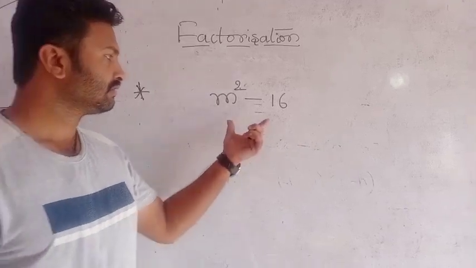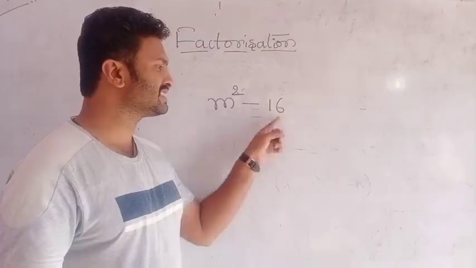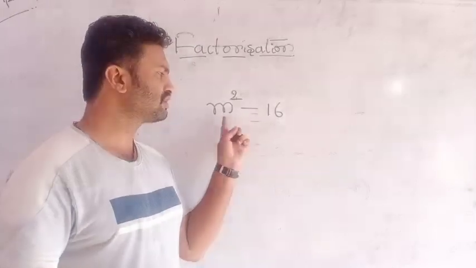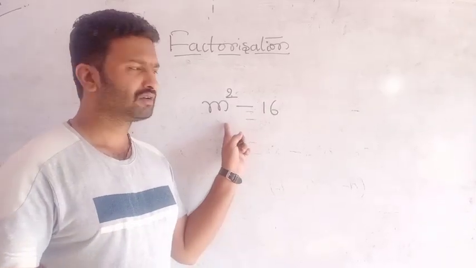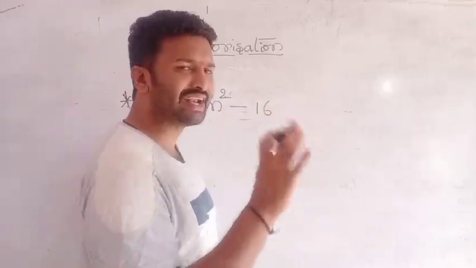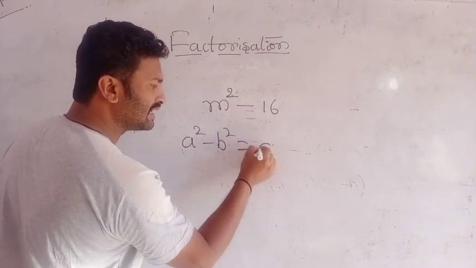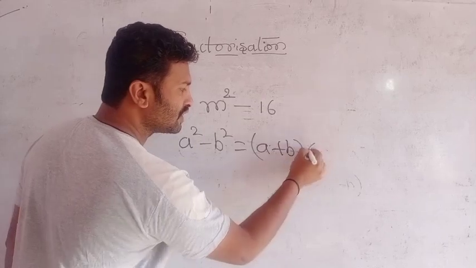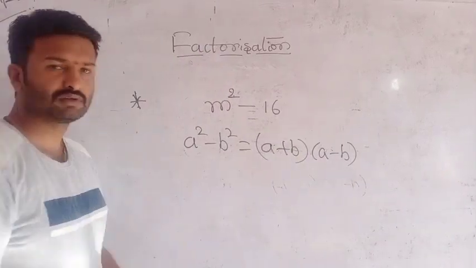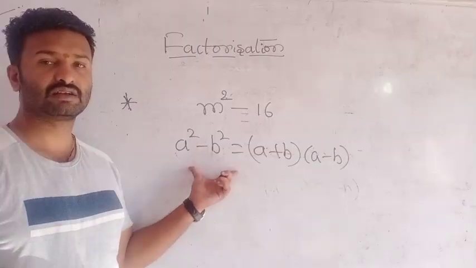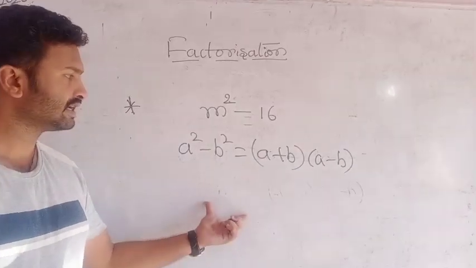Okay, we'll find the factors of m square minus 16. How to find the factors of this expression? We'll make use of one identity. Which identity? a square minus b square equals (a + b) into (a - b). I'll use this identity. How? We will come to know here.